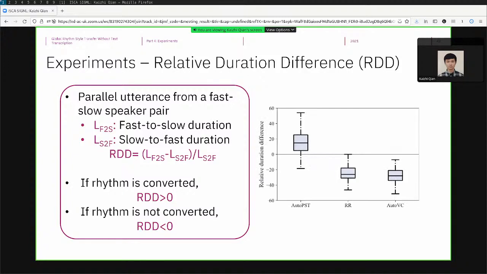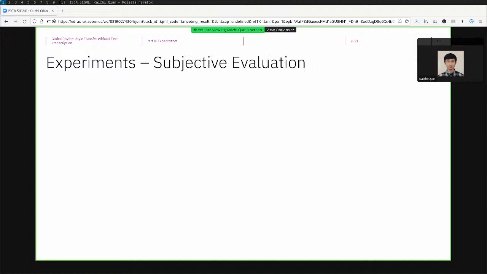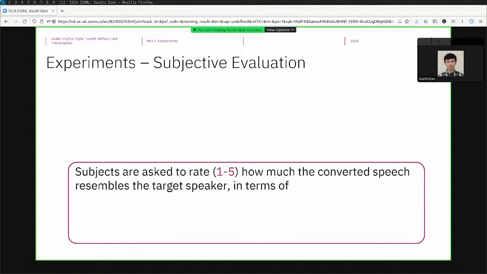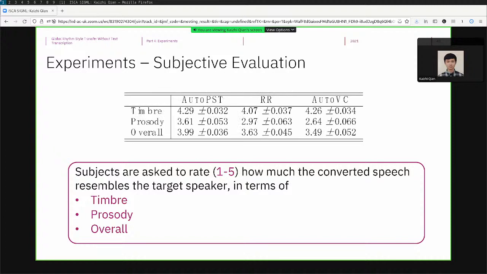Here is the box plot of the RDDs across all the test parallel speech pairs. As can be seen, only AutoPST has largely positive RDDs, and the RDDs of the other two baselines are negative. In other words, only AutoPST can significantly change the speech rate to match the target speaker. We also performed a subjective evaluation where the subjects are asked to assign a score of 1 to 5 on the similarity to the target speaker in terms of each of the 3 aspects, namely the timbre, prosody, and the overall. The results show that AutoPST conversion has the highest subjective similarity in all 3 aspects, particularly in the prosody aspect.